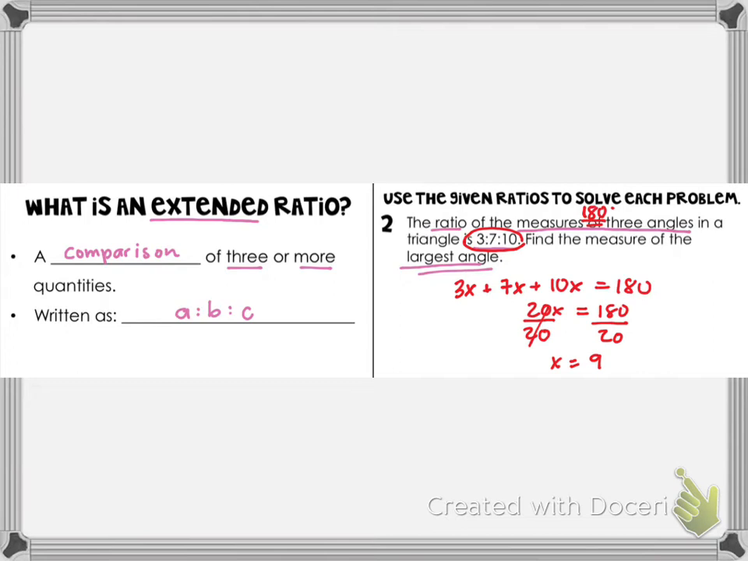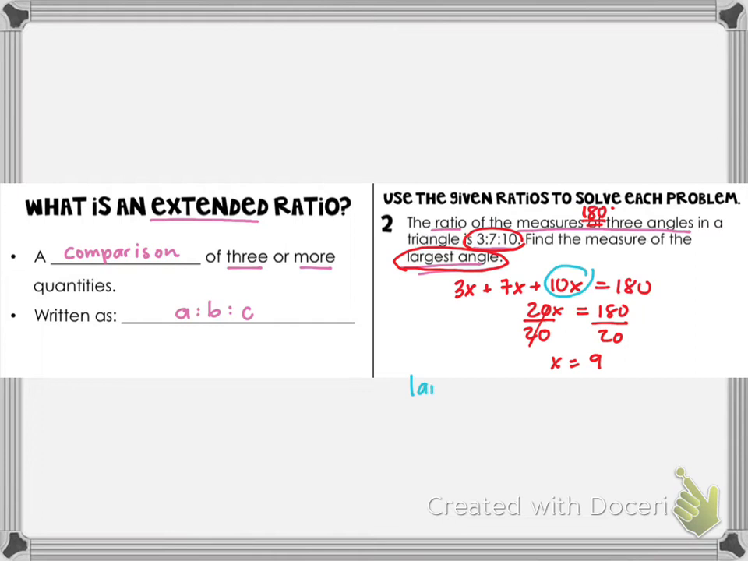Okay, but we're not done here yet. This is just us solving for x, but we want to solve for the largest angle. So we're going to plug x back in for the 10x, because 10 is the biggest number, which means that's the largest angle. Let me circle that. So we're going to plug 9 in for the largest angle.